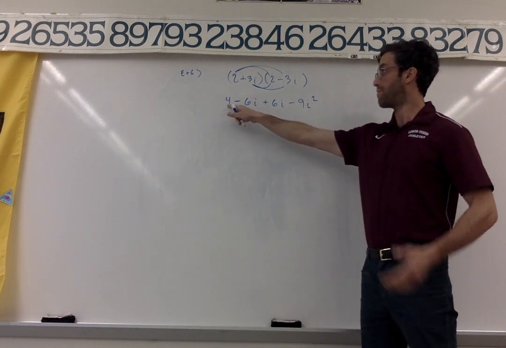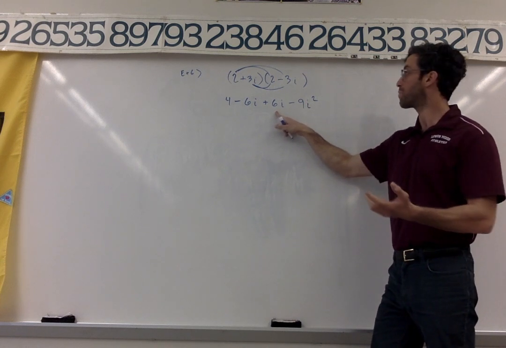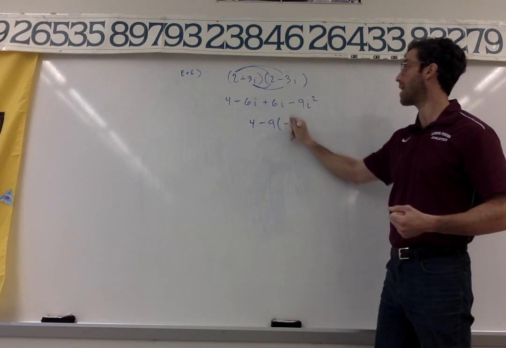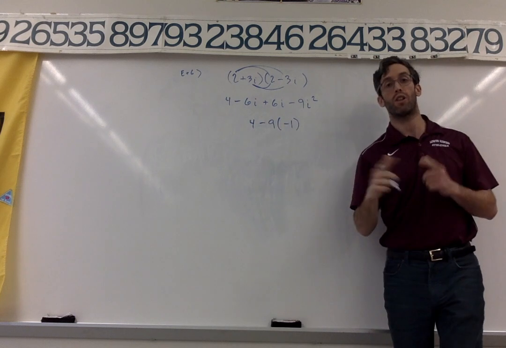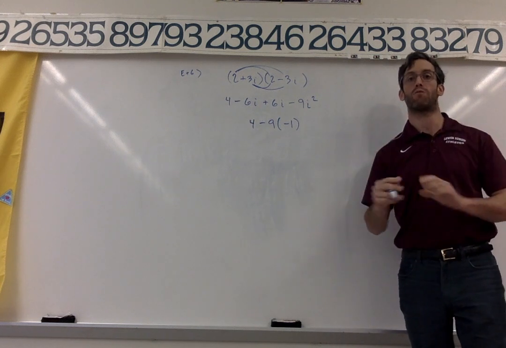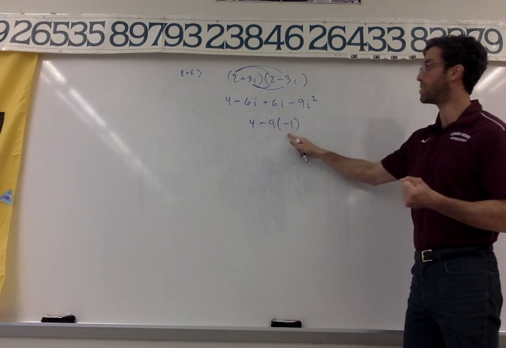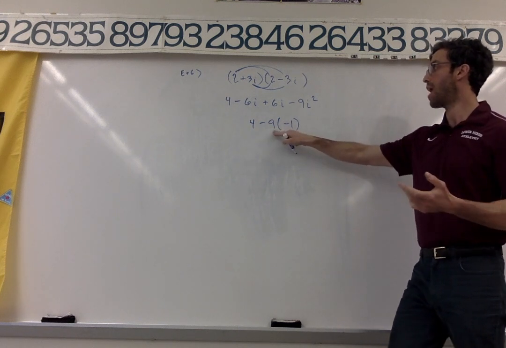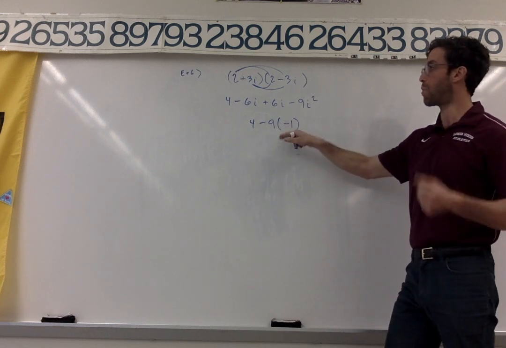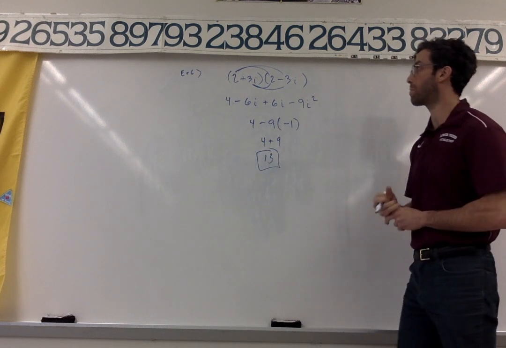So now, okay, we have 4 minus 6i plus 6i is 0i. It goes away. But this, you got to be careful with. Now we now have 4 minus 9 times negative 1, right? i squared, as I said earlier, is negative 1. So when we see an i squared on our paper, the next step is to replace it with negative 1. So now we have 4 minus 9 times negative 1. So PEMDAS, 9 times negative 1 is negative 9. 4 minus negative 9 is 4 plus 9, which is 13. Final answer to that problem is just 13.